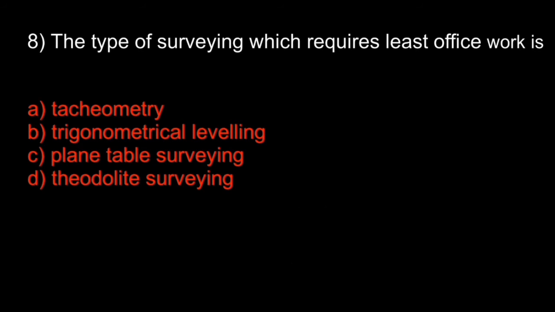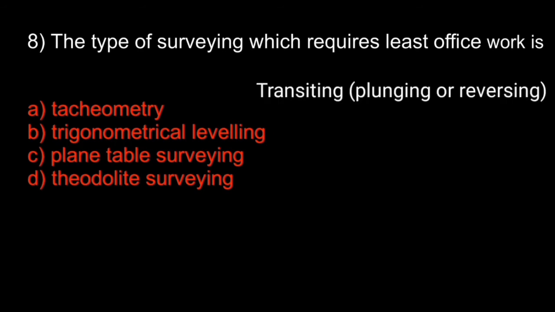Now let's study the technical terms in theodolite survey. First one, transiting. Transiting is the process of turning the telescope about its horizontal axis through 180 degree in a vertical plane, thus bringing it upside down and making it point exactly in the opposite direction. It is also known as plunging or reversing. Second one, swinging the telescope. Swinging means turning the telescope in a horizontal plane about the vertical axis.